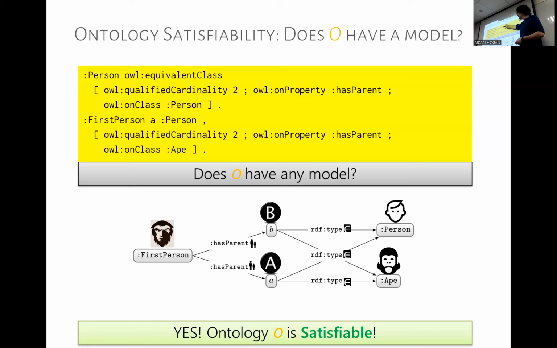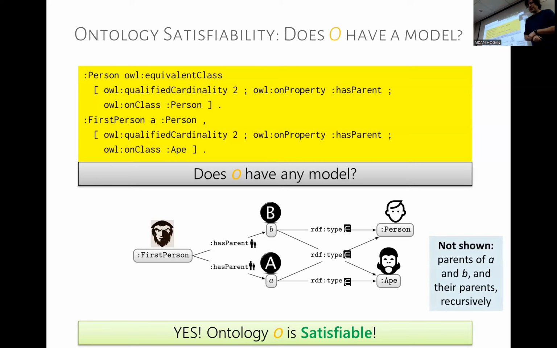So first person is a person, and it has two parents that are persons. A and B are persons. And we've satisfied this definition here because we said A and B are also apes. So that's fine, there's nothing stopping us from that. Intuitively, we might say, okay, person is disjoint from ape, but we've never actually defined that, right? So this is still consistent. There is still some possible world that this describes.